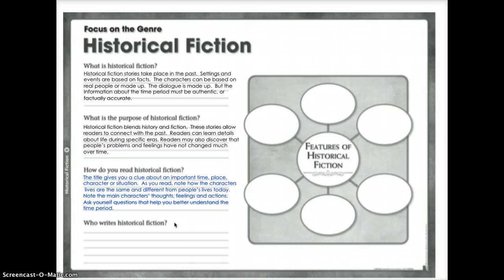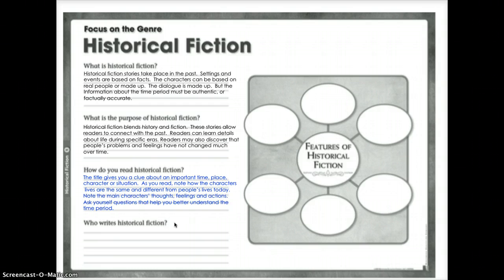And that's something we talked about with inferencing as well: you read and then you bring your background knowledge and make connections. Note the main character's thoughts, feelings, and actions. Ask yourselves questions to help you better understand the time period. We have talked about asking questions and inferencing, coming up with what something might mean, or reading between the lines. Sometimes those inferences work out, but sometimes they don't. But it's that active engagement of your mind that happens.